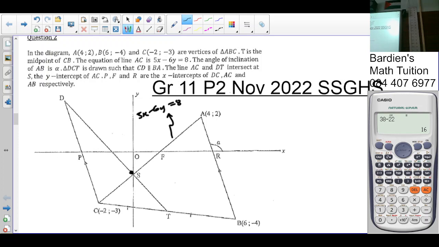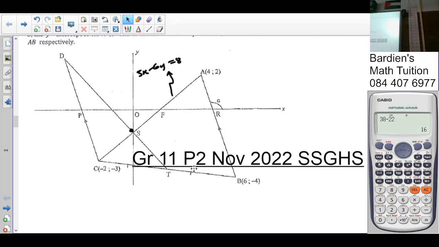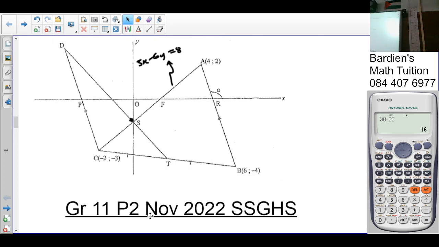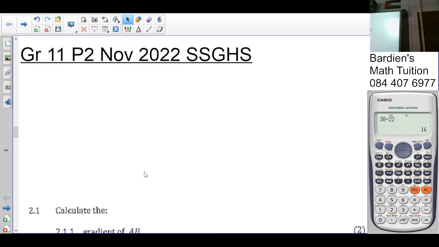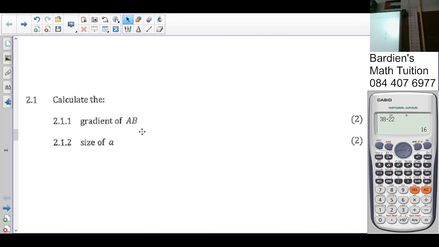P, F and R are the x-intercepts of DC, AC and AB respectively, which means in that order. Alright, so everything that is given in that introduction is on our diagram at this point. So let's look at the first question.